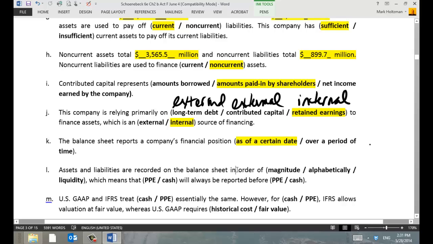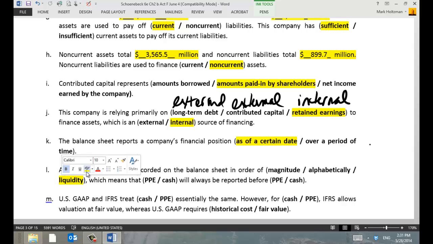This we didn't go over, but you may have seen it before. Assets and liabilities are recorded on the balance sheet in order of liquidity. What does that mean? What is liquidity? Yeah, David? Isn't that just cash? Well, cash is liquid. It's how quickly you can turn something into cash. That's the idea of liquidity.